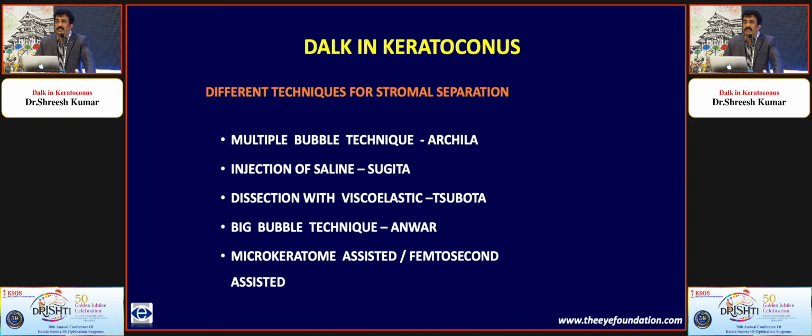There are various techniques which have been described, and the most common and easiest way of reaching Descemet's membrane is the big bubble technique described by Anwar and Teichmann. The other common technique is layer by layer dissection, and there are many other techniques described by different authors: the multiple bubble technique, injection of saline into the stroma to separate the stromal layers, dissection using viscoelastic substances, or using a microkeratome or femtolaser to separate the stromal layers and then reach Descemet's membrane.